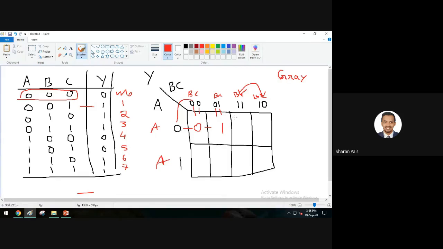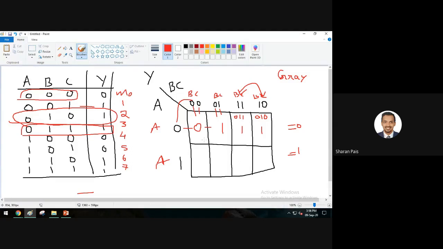Then go for the third one. A is 0, B is 1, C is 1. In this row, the A value is always 0, here the A value is always 1. So here A is 0, B is 1, C is 1. What is the output? Output Y is 1. Write it. Go for the fourth one. A is 0, B is 1, C is 0. 0, 1, 0. Output is 1. Fine.